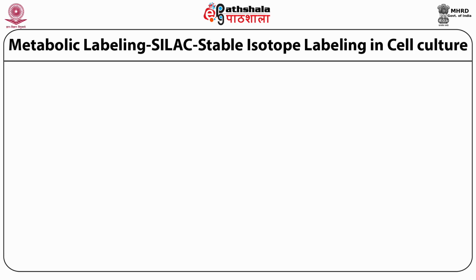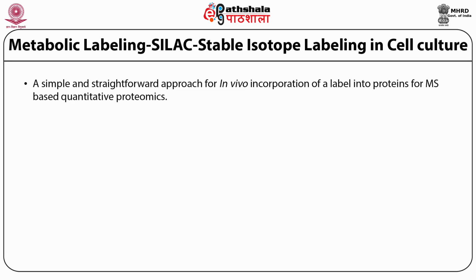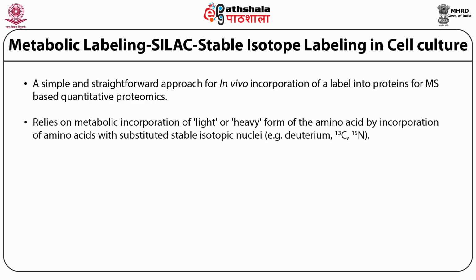Metabolic labeling: SILAC, which stands for Stable Isotope Labeling in Cell Culture. This is a simple and straightforward approach for in vivo incorporation of labels into the proteins for mass spectrometric based quantitative proteomics. This relies on the metabolic incorporation of the light or the heavy form of amino acid, by incorporation of amino acids with substituted stable isotopic nuclei, which could be from deuterium, carbon, or nitrogen.